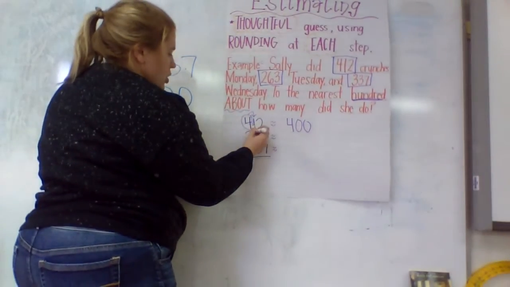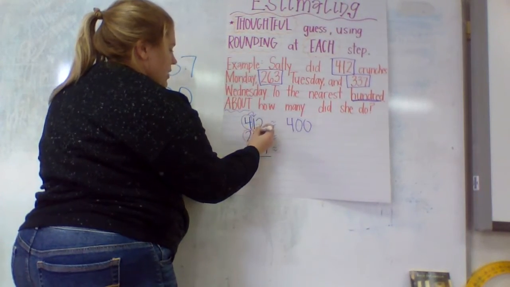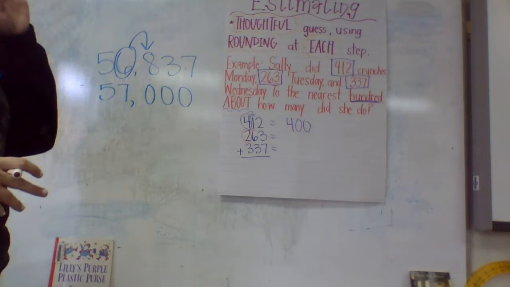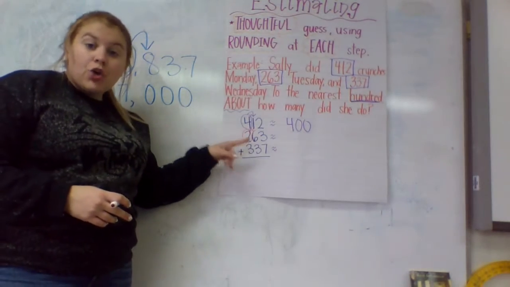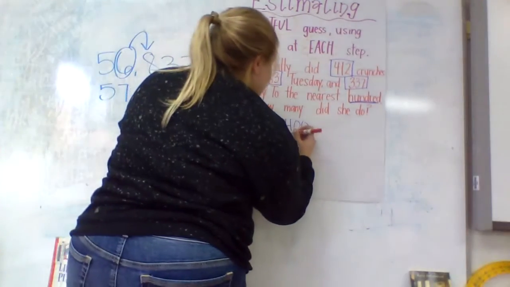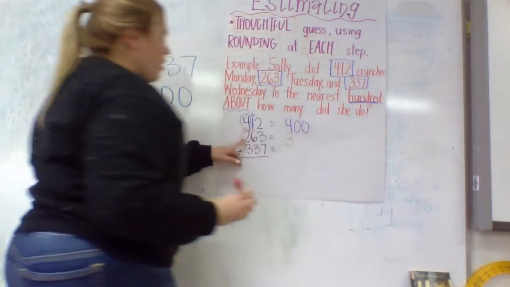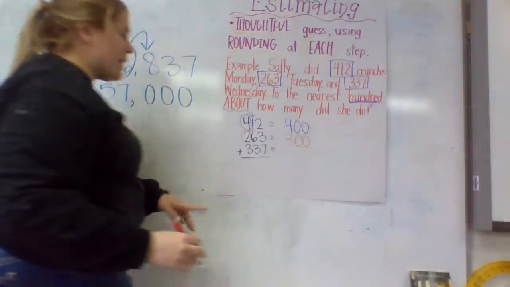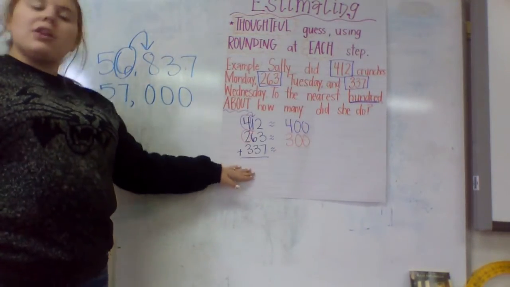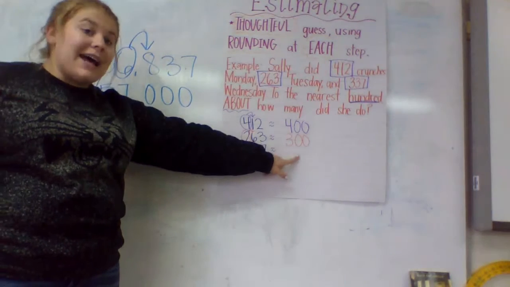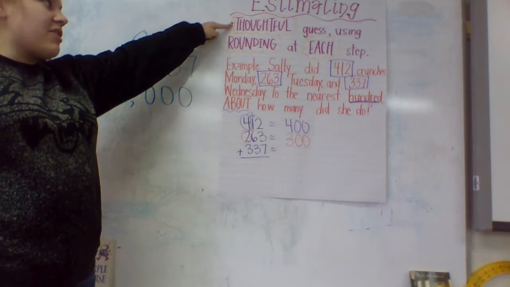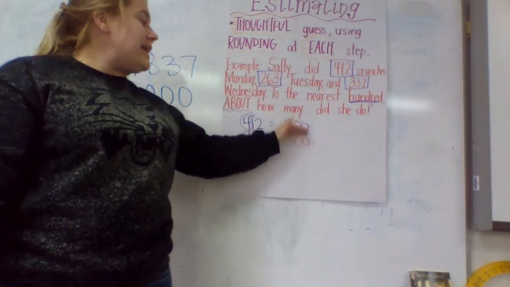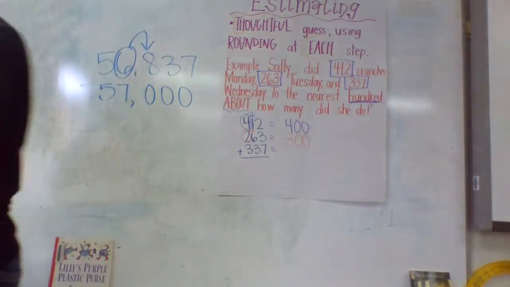263. 2 is my target number. 6 is my neighbor. I know that 6 is a bossy neighbor. So it tells my 2, move it on up. My 2 has to move up to a 3. Everything behind it turns to a 0. Notice, I didn't add all of this and get an exact answer and then estimate. Estimation is a thoughtful guess with rounding at each step. I have to round each of these numbers before I can add them.